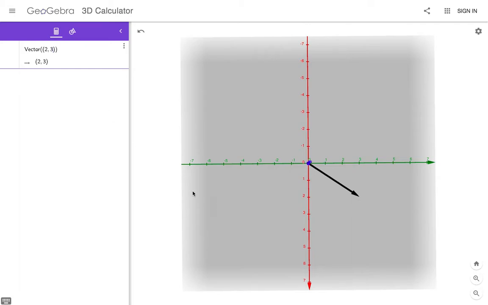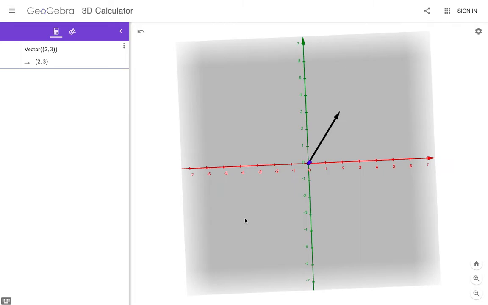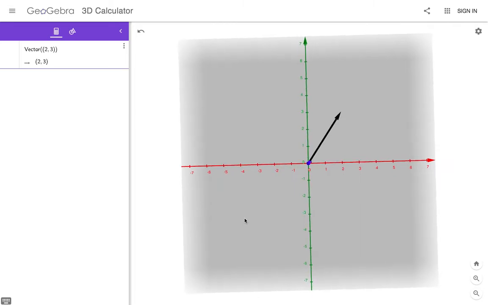So right now, let me rotate this so it's in the correct orientation. So my x-axis is red, and my y-axis is green. And right now I have the 2D vector 2, 3. Now you're used to seeing this with pointy brackets. In this case, it just has curved brackets like a point. That's okay. We can see that it's a vector here.